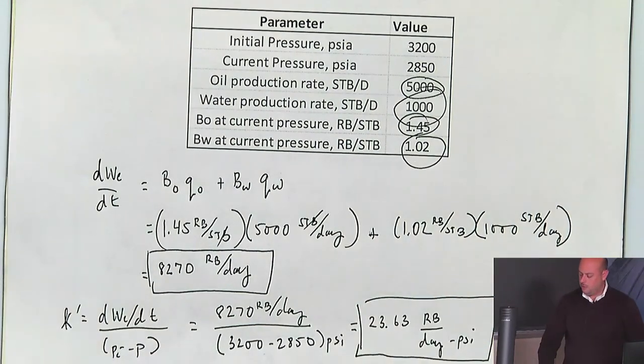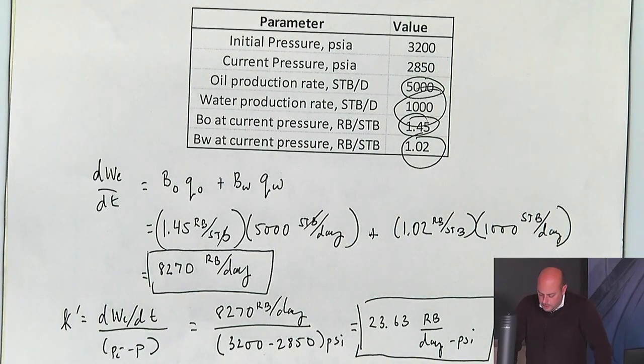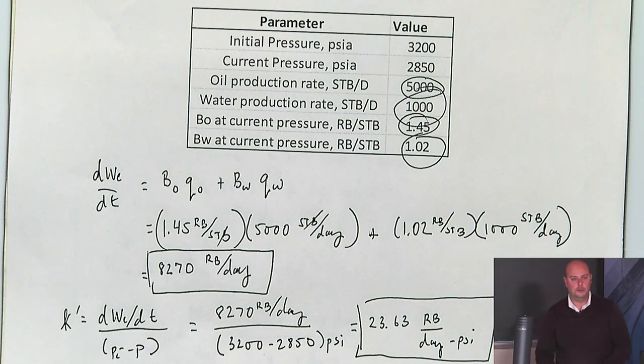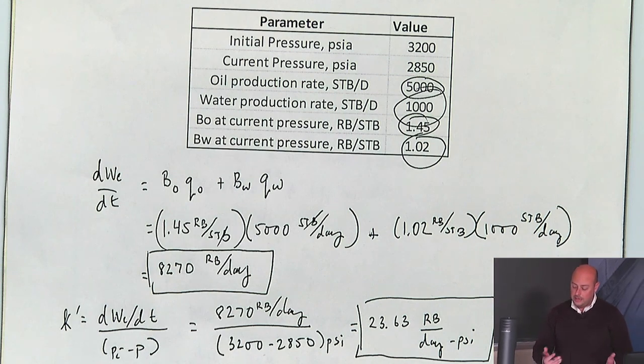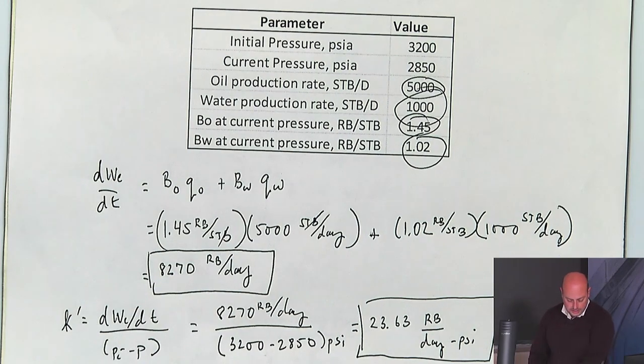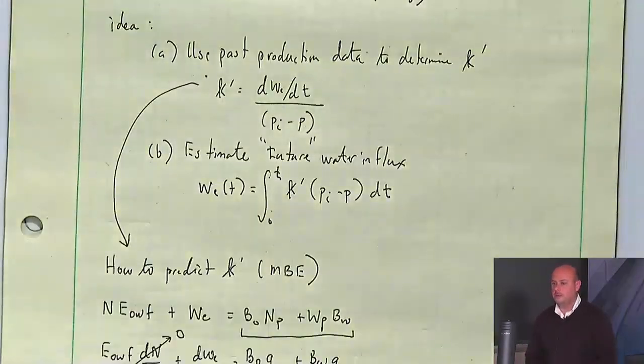One thing, maybe I should be more consistent, but I do use RB, reservoir barrels, sort of synonymously with BBL, barrels. They both really mean barrels at reservoir conditions. I'll use stock tank barrels when I mean at the surface. Obviously we know that stock tank barrels and reservoir barrels are different due to a formation volume factor. So that's a simple example. I have one more example.